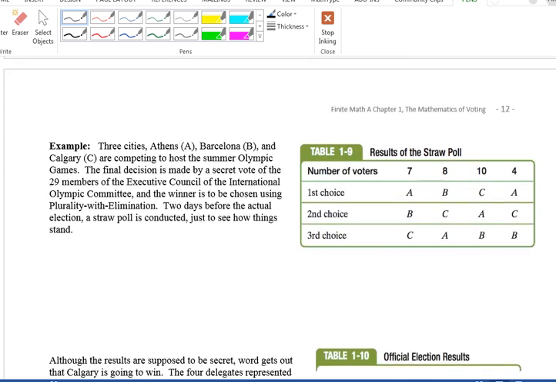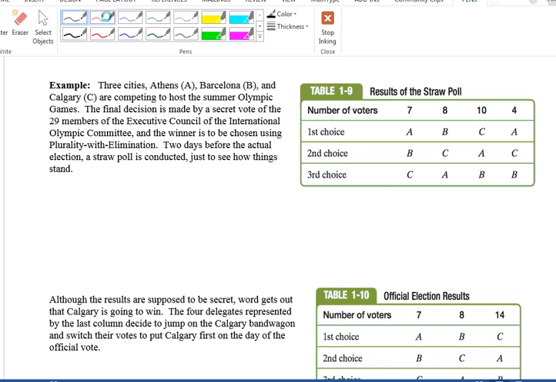Okay, so here's what monotonicity looks like. Here we have 3 cities, Athens, Barcelona, and Calgary, A, B, and C, and they're competing to host the Summer Olympic Games. The final decision is made by a secret vote of the 29 members of the Executive Council, and the winner is chosen using plurality with elimination. 2 days before the actual election, a straw poll is conducted just to see how things stand. I think straw poll is one of your vocab words on your worksheet. Straw poll is basically an informal vote just to see how things stand. Okay, it's informal. The results don't actually count. It's just sort of a pre-vote to kind of see where you are.